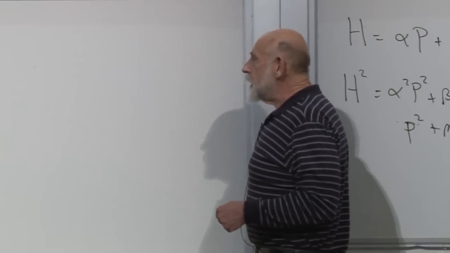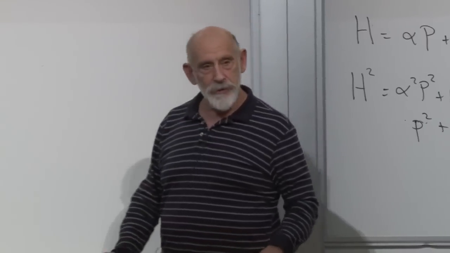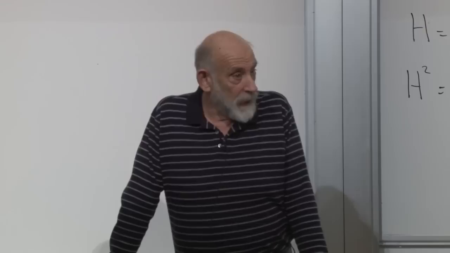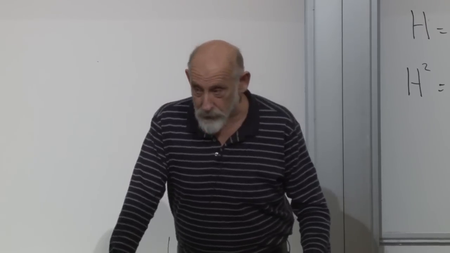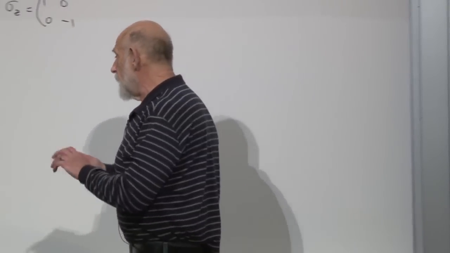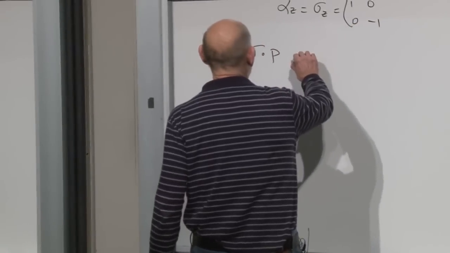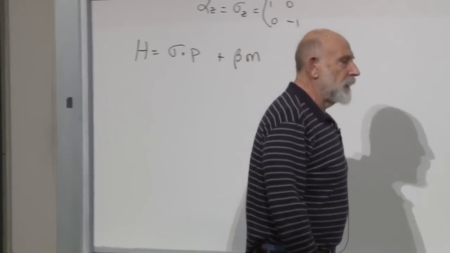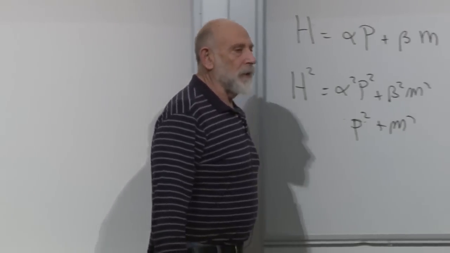Okay, but still we have h squared equals p squared, and we don't have a mass. H squared equals p squared is the massless particle. What do we have to do? So you might think, well, what we have to do is put another beta m here. Let's try that. What are we going to require?